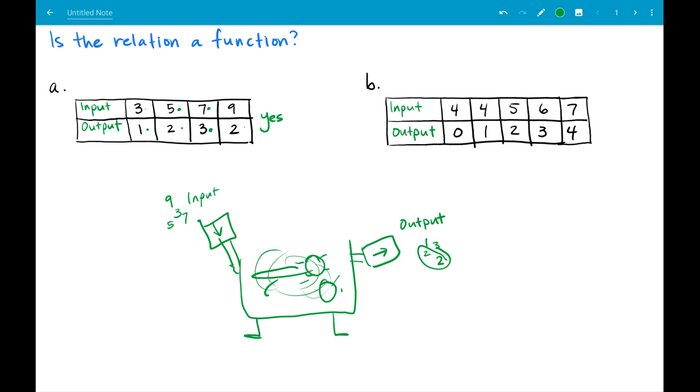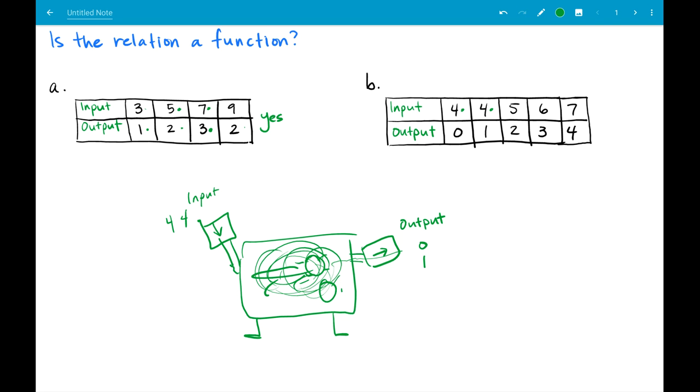So let's look at example B here. I'm going to erase these numbers and check my inputs and outputs. In this example, the first row says I put a 4 into my machine. It does its magic, and out spits a 0. That's fine so far. Now look at what I have next on my table: another 4. I put in a 4 again, the machine does its little magic, and out comes a 1.